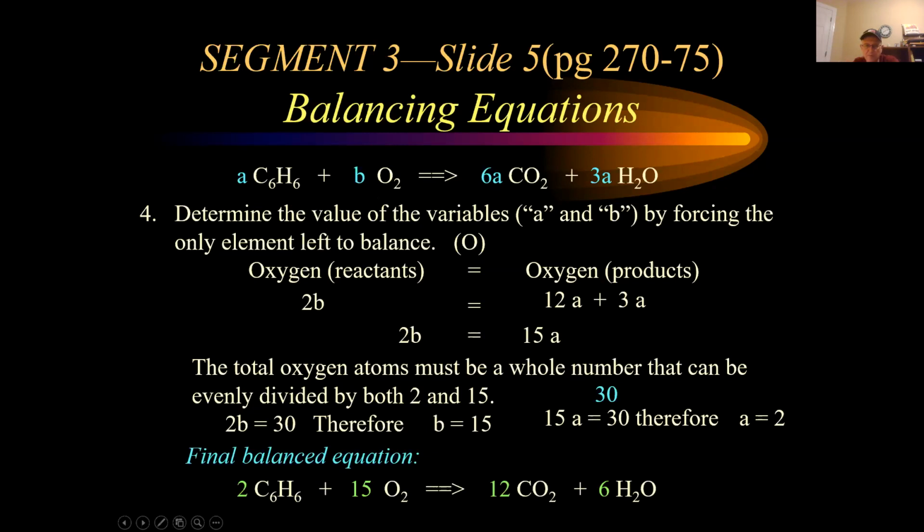You could go through and double check and be sure. There's 2 times 6 is 12 carbons, 1 times 12 is 12. 2 times 6 is 12 hydrogens, 6 times 2 is 12 hydrogens. 15 times 2 is 30 oxygens. I've got 24 from here, and 6 from here makes 30. It is balanced. Okay?